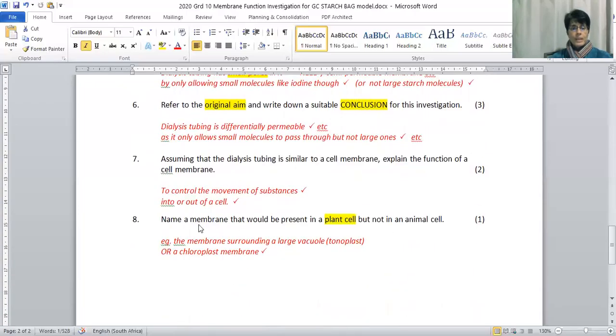Okay, so last one. I know you don't like this. Name a membrane that would be present in a plant cell. I've highlighted that now, but not in an animal cell. Tonoplast, because most animal cells don't have a vacuole. And a chloroplast membrane. So I put that in this book. Okay. That's my story.